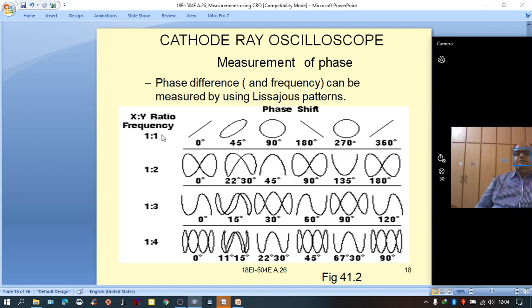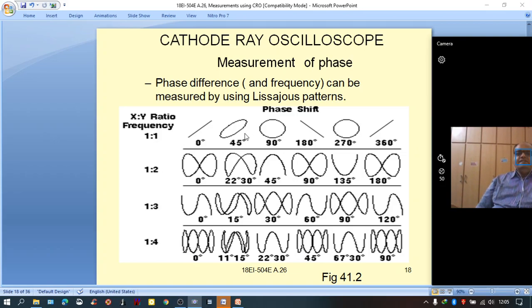Let this be 1 kilohertz and this also be 1 kilohertz. Then, depending upon the phase difference between those two signals, if the phase difference is 0, then we will get a straight line in this direction, that is inclined in first and third quadrants.